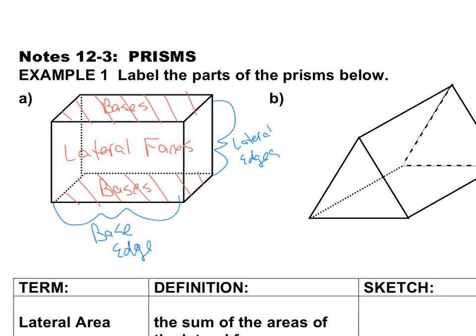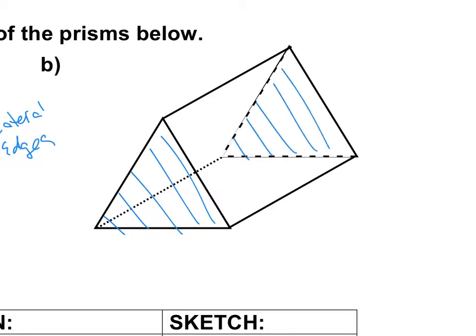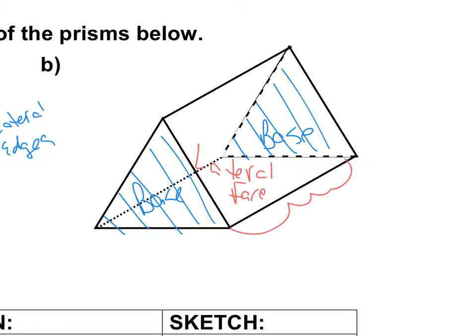Same thing on the other one. If I scoot over, this is a triangular prism. So these triangular pieces, even though it doesn't look like it, those are the bases. That's the bottom and the top. Which means all those rectangles connecting them are the lateral faces. And then, of course, we have the lateral edge. And we have the base edge. So we've kind of talked about those before.